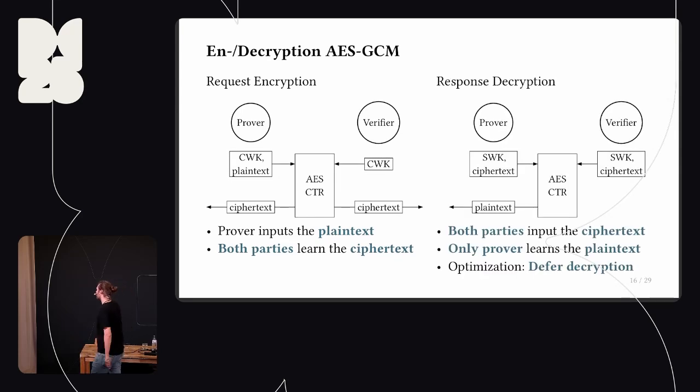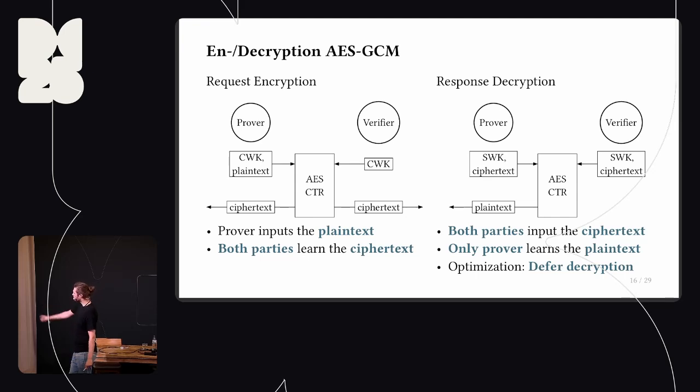For response decryption, it's kind of similar. Now you use the server write key shares from the prover and the verifier as an input. The prover got the ciphertext from the server, then forwards it to the verifier, and they both supply it as a public input to the AES CTR circuit. Again, with garbled circuits, they decrypt it, and they get the plaintext, but no, sorry, not they, only the prover gets the plaintext, because we want to hide it from the verifier, since he shouldn't know the plaintext. All right.